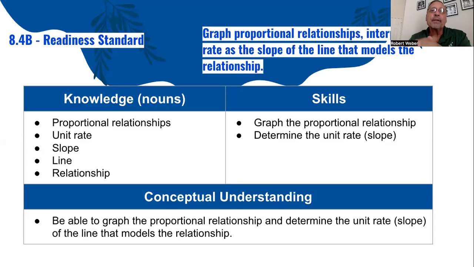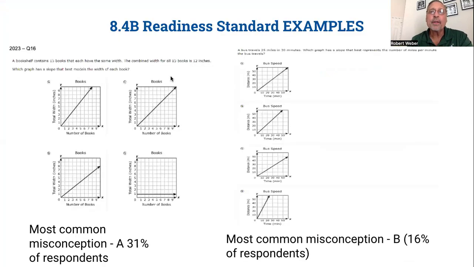8.4B is also a readiness standard. This is graphing proportional relationships and then interpreting the rate as the slope of the line that models the relationship. So you're getting into slope and unit rate. You can see the knowledge and skills that the kids are going to have to be able to do for you. These are both very important as they are readiness.